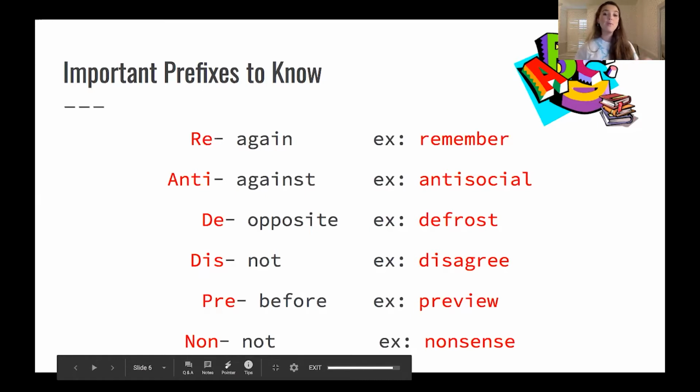All right, moving on. We went through re, anti, de, dis. Now we are looking at pre. Okay, pre is before. Pre means before. So an example of that is preview. You maybe have heard the word preview when you are at the movies. There are some previews on before the movie comes on. That means that you get to look at just a little bit of some of those movies before they come out. You are previewing those movies.